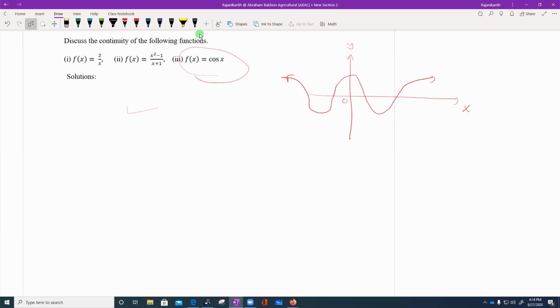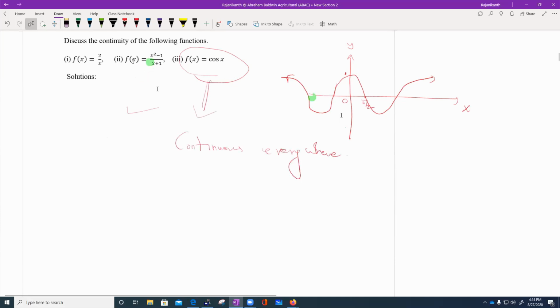The cosine graph has value 1 at 0 and value 0 at pi over 2. The cosine graph and the sine graph as well are all continuous throughout the real line. So this is continuous everywhere.